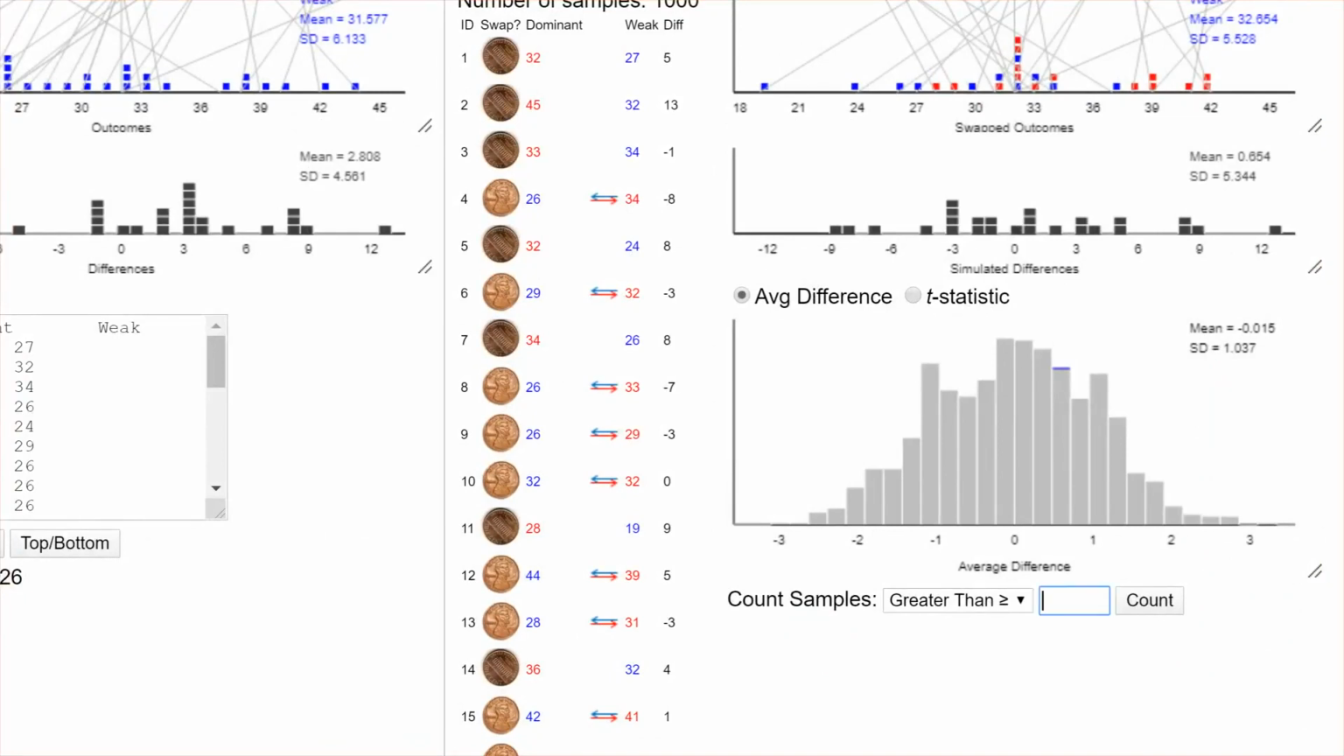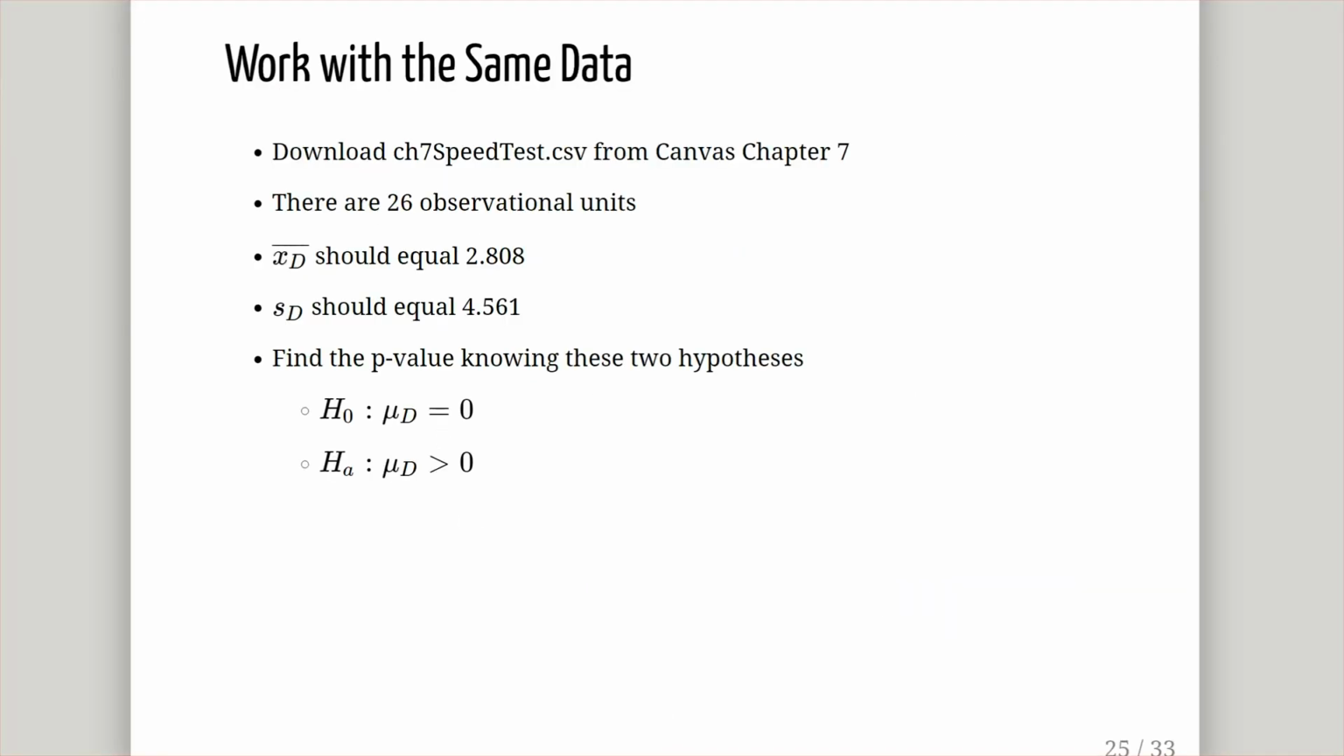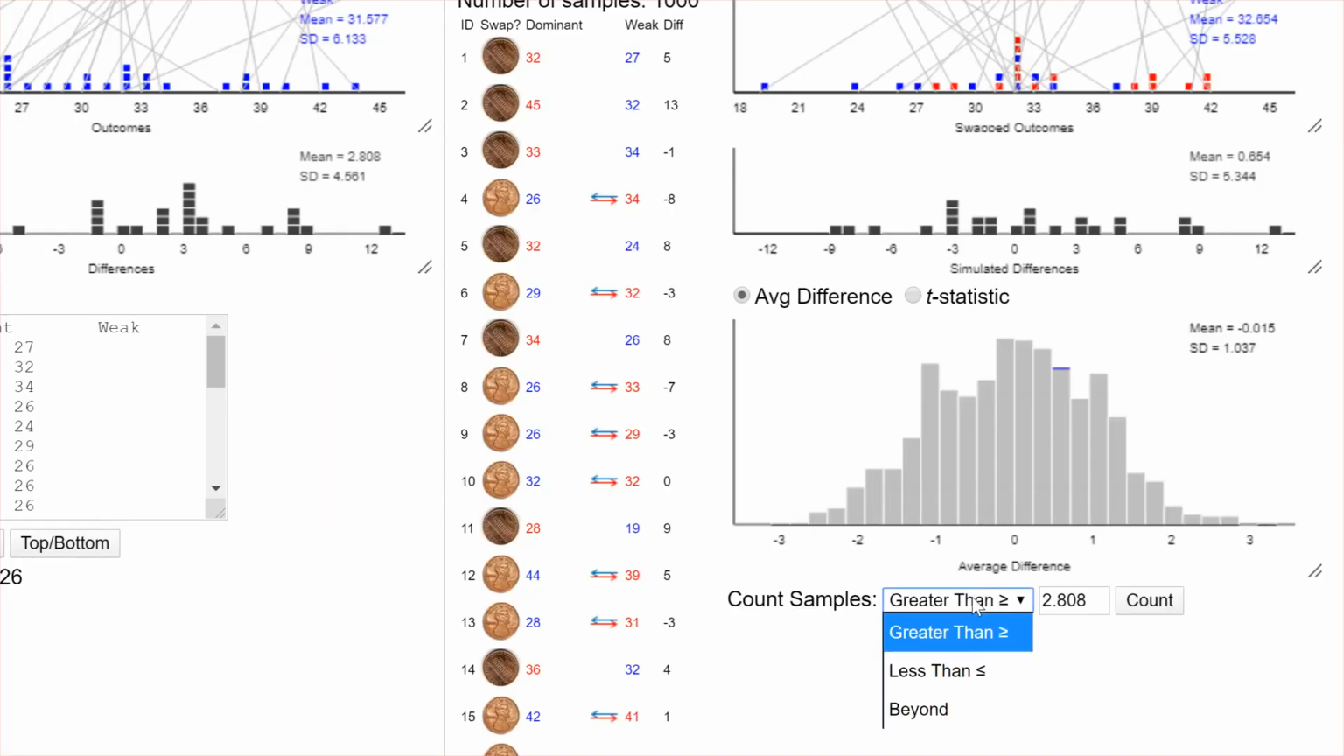So we're going to count all the simulations that had a sample mean difference that was at least as large as 2.808. Please note that you can change this drop-down menu to be greater than, less than, or beyond. How do you choose between the three? Look at your alternative hypothesis. What is the sign of that alternative hypothesis? In our case, the sign is greater than. So you're just going to simply put the greater than sign right in this menu.